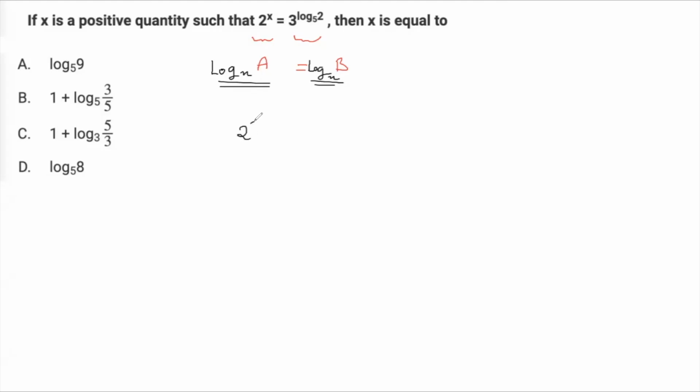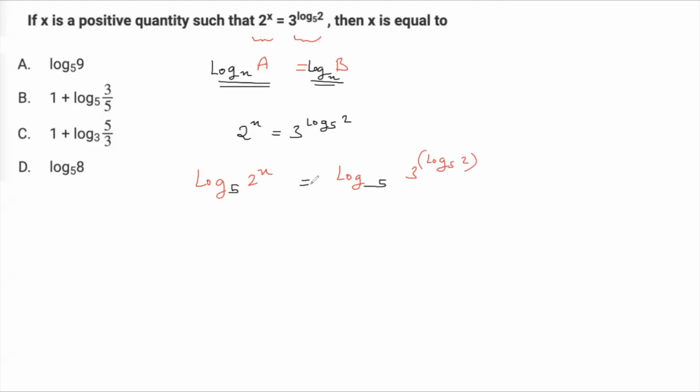Similarly, if 2 raised to x is equal to 3 raised to log of 2 to the base 5, let us take log on both sides. The first term on the left hand side will become log of 2 raised to x, and on the right hand side you will have log of 3 raised to log 2 to the base 5. Now we can select any base for the log here. I am selecting the base 5. You will get to know very soon why I am doing this.